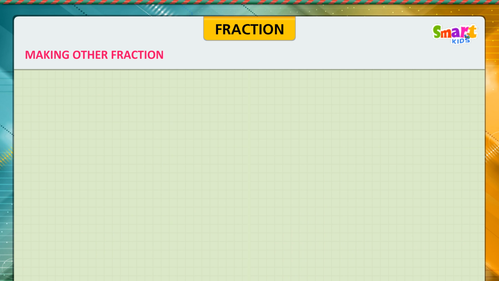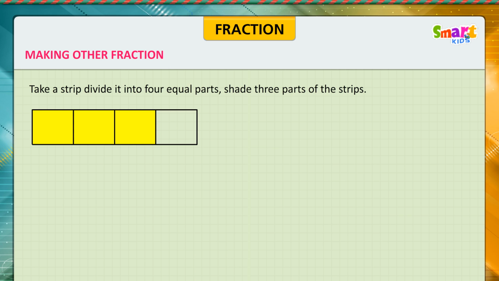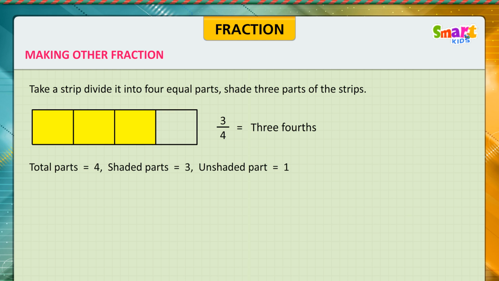Making other fractions. Take a strip, divide it into four equal parts. Shade three parts of the strip. Look at the strip. Total parts is equal to 4. Shaded parts is equal to 3. Unshaded part is equal to 1. Fraction for the shaded part is equal to 3/4.